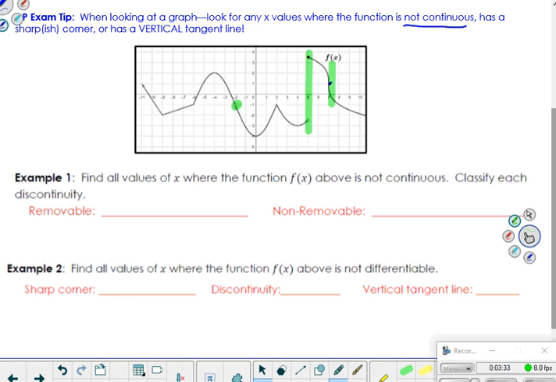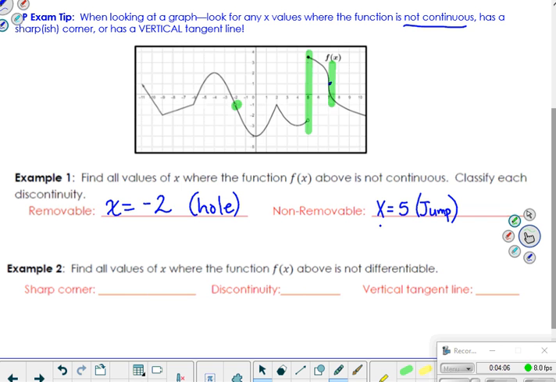So let's talk about which ones are removable and which ones are non-removable. The removable, of course, is the hole at x equals -2. You can put hole behind it if you want, just to sink that thought in our head. And then it's non-removable. Looks like at x equals 5. What type of discontinuity do we have there? Starts with a J, jump discontinuity.